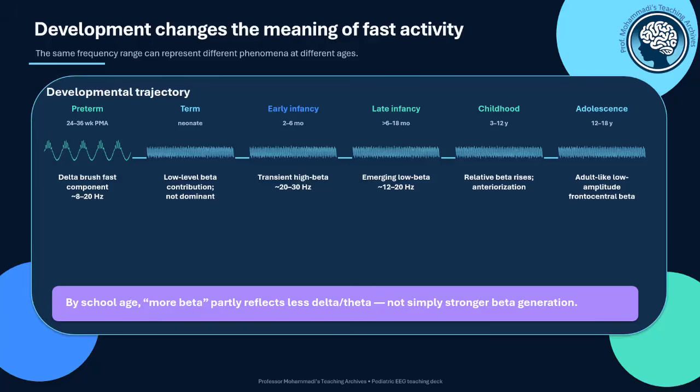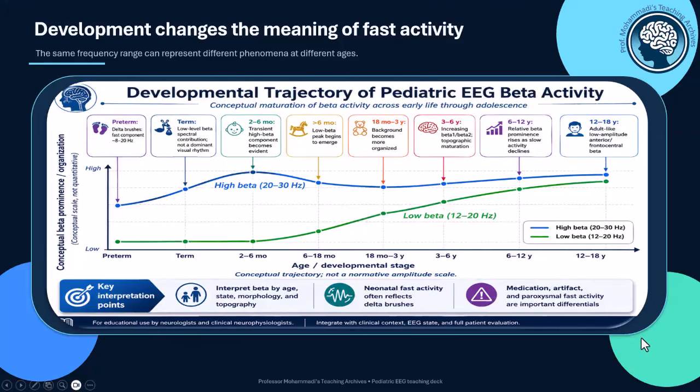Next slide, please. This developmental trajectory is easier to appreciate visually. The high beta component, shown here in blue, is particularly noticeable during infancy, with important nonlinear changes during the first year and a half of life. The lower beta component, shown in green, is relatively inconspicuous early in life, but begins to emerge after approximately 6 months and becomes progressively better organized through childhood.